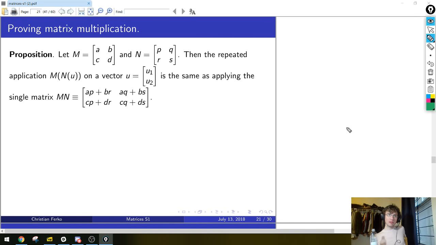Of course. Proposition. Let m equal a, b, c, d, and n equal p, r, q, s. Then the repeated application m of n of u on a vector u equal to u1 and u2 is the same as applying the single matrix mn equals ap plus br, cp plus dr, aq plus bs, cq plus ds.